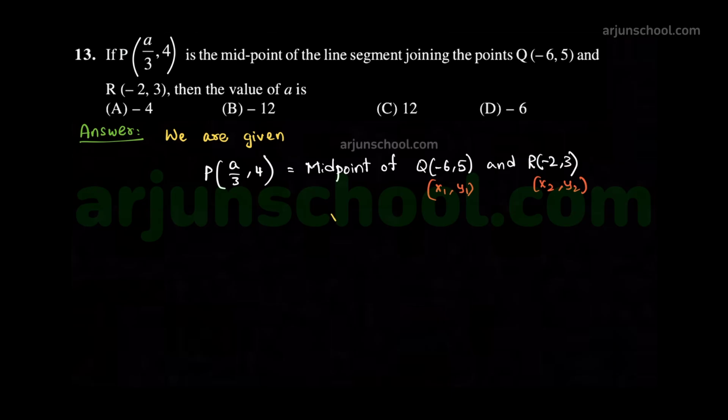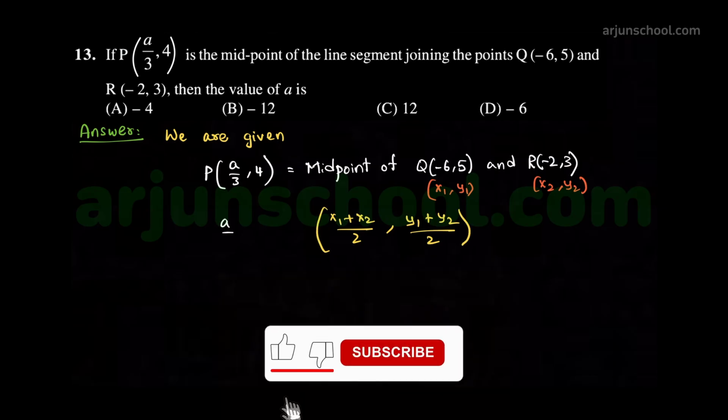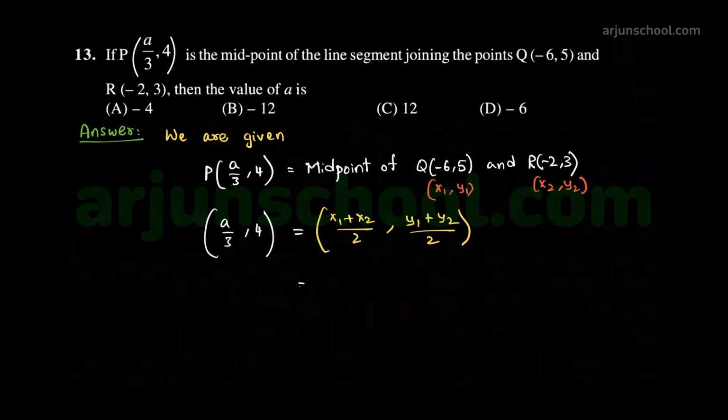The formula to find the midpoint of these 2 points is the average of the x coordinates, (x1 + x2)/2, and the average of the y coordinates, (y1 + y2)/2. Now let us substitute the values. x1 is -6 plus x2 is -2, divided by 2. y1 is 5, y2 is 3, 5 plus 3 by 2.